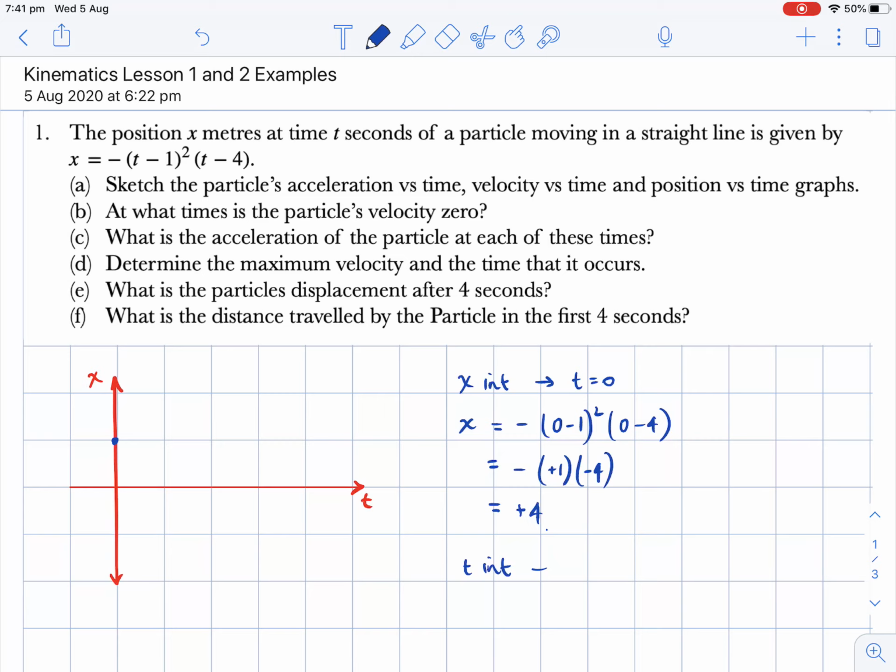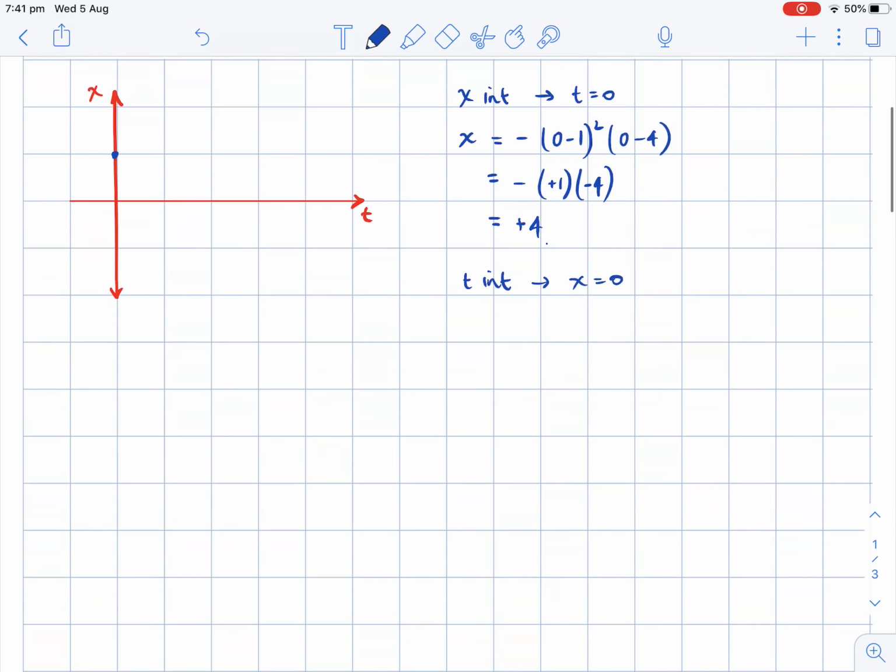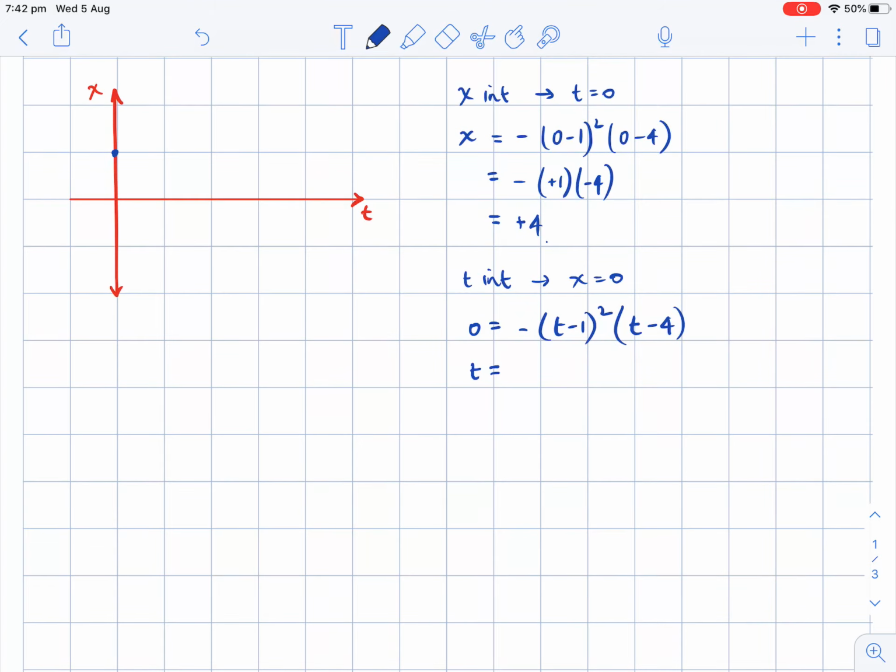Then my t-intercepts on the horizontal axis are going to be when x equals 0. So I have 0 equals negative (t minus 1) all squared times (t minus 4). If I use the null factor law, I get the two solutions, t equals 1 and t equals 4. So I'm going to call this point 1 and this point 4. So we've got (0, 4), (1, 0), and (4, 0).